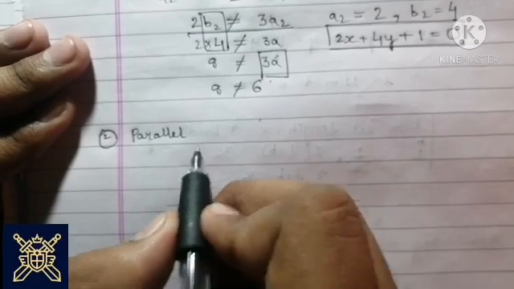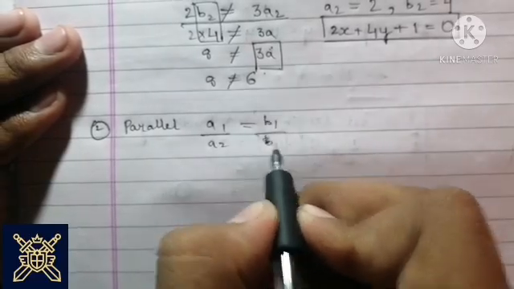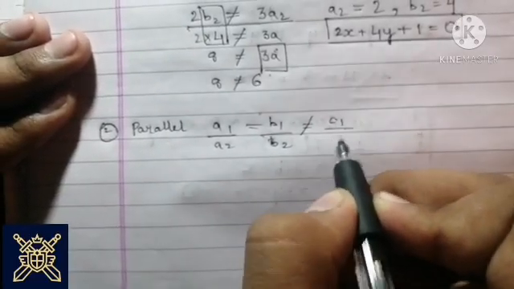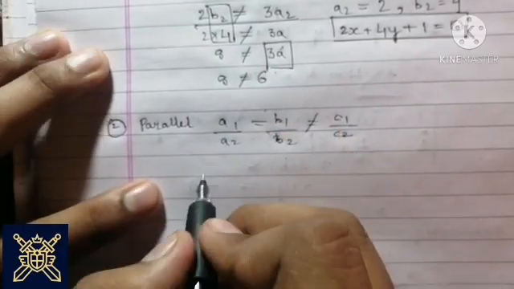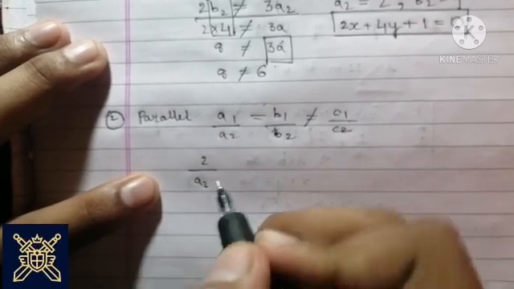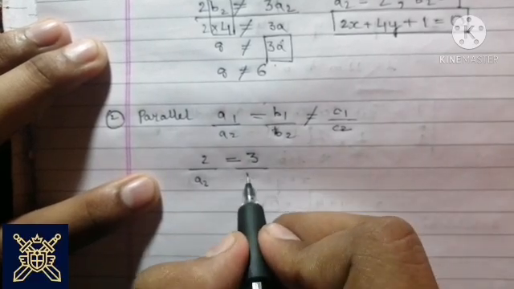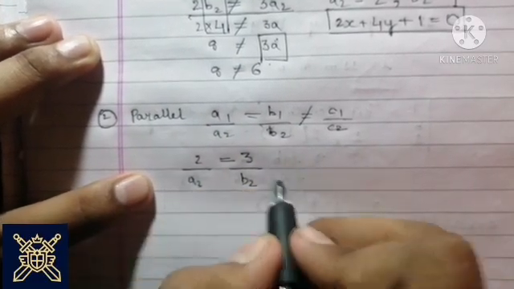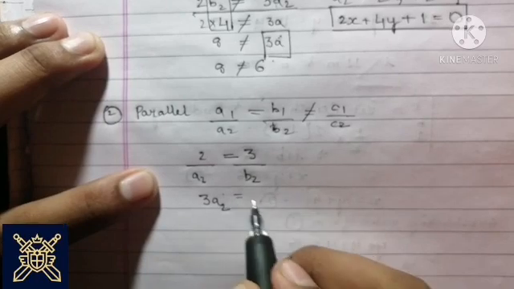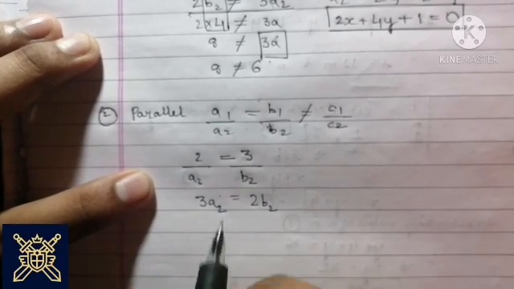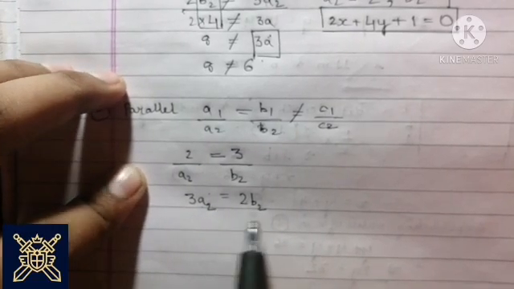As we know, to have parallel lines, a1 by a2 is equal to b1 by b2 but is not equal to c1 by c2. So using this we will find the ratios. a1, b1 and c1 are given. So 2 by a2 is equal to 3 by b2. First we will deal with these two. This implies that 3 into a2 is equal to 2 into b2. Now we have to find values of a2 and b2 such that this equation is satisfied.